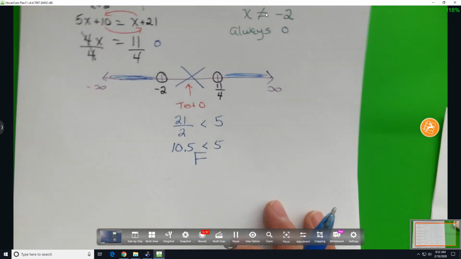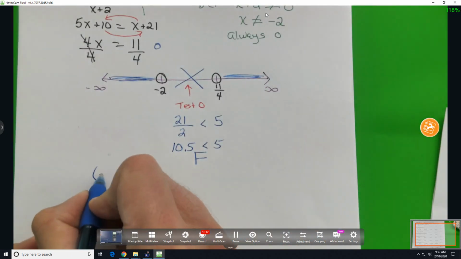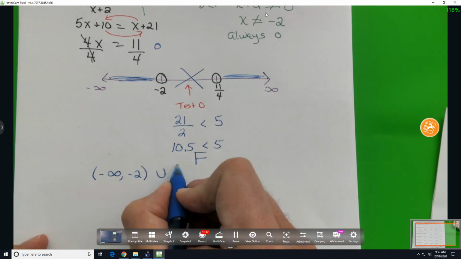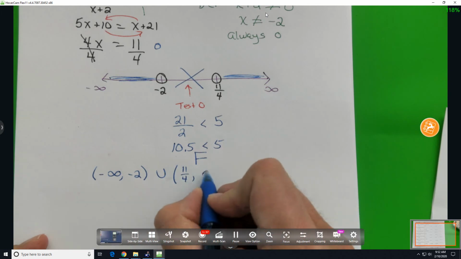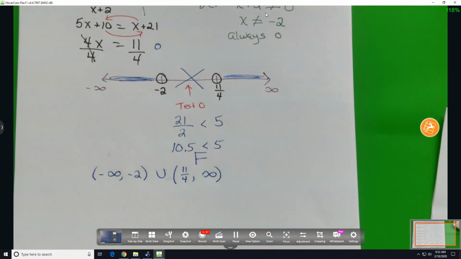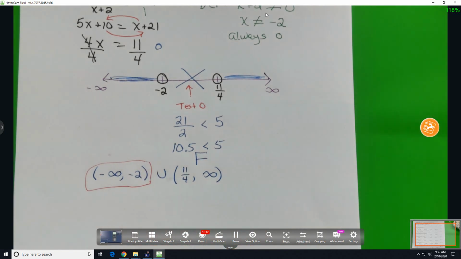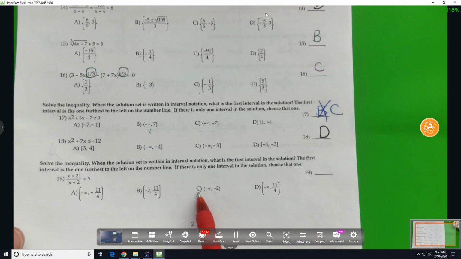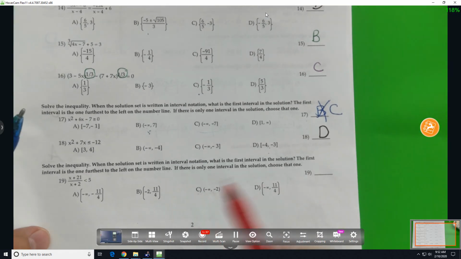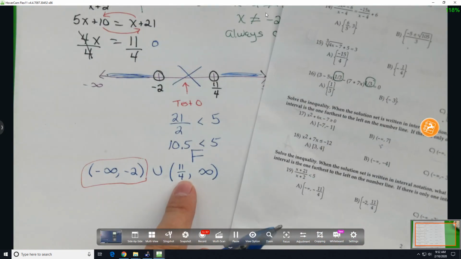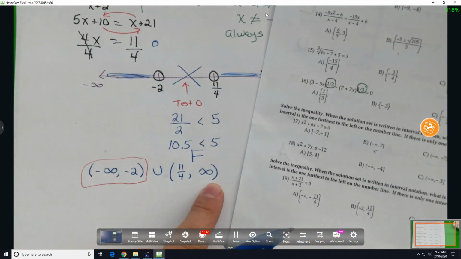On your homework, what would you type in? You go parentheses, negative infinity, comma, -2, parentheses, union, parentheses, 11 over 4, comma, infinity. All it's asking for is the first one. So I'm looking for negative infinity to -2. I'm thinking that is C, negative infinity to -2. The other one, if I'm correct, isn't even listed there. 11 over 4 to infinity isn't even listed.